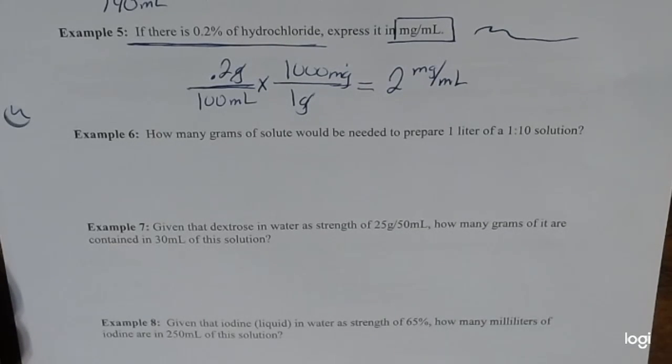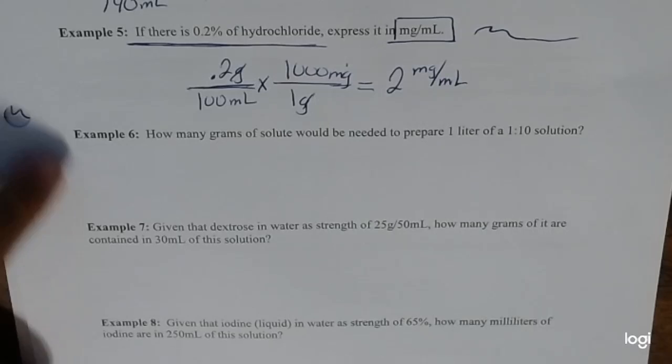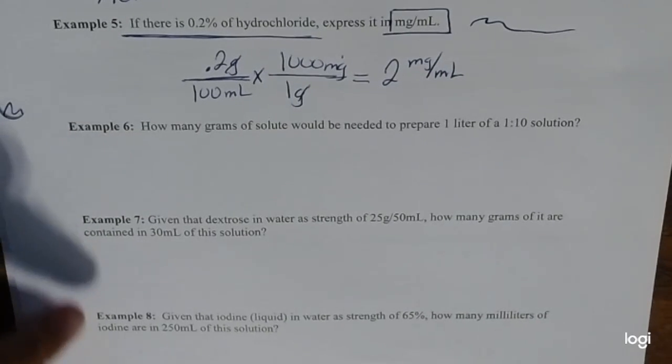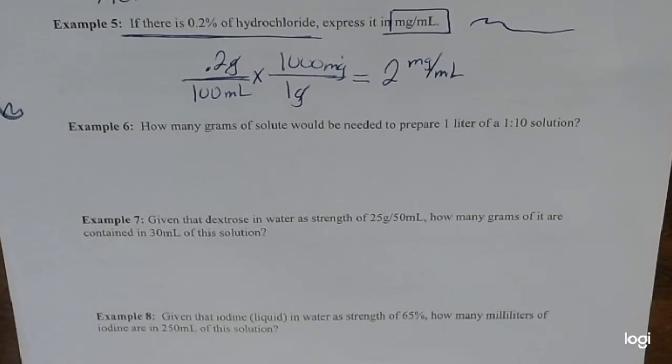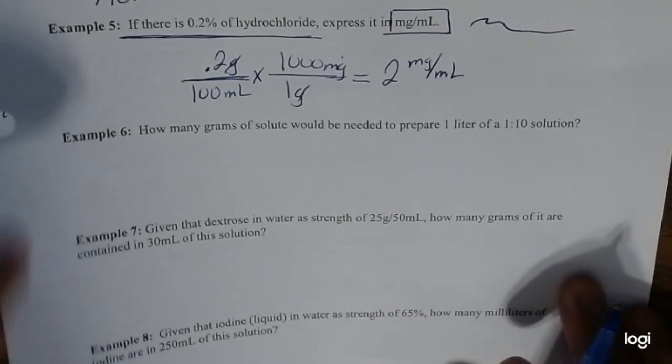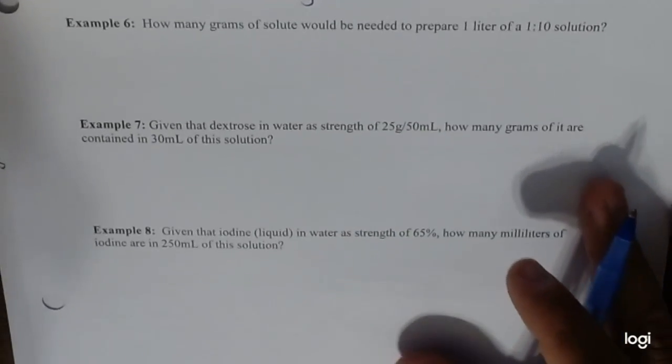So why don't you guys try questions 6, 7, and 8 based off this information. Just try 6, 7, and 8. I'll give you a quick pause, so 3, 2, 1, and try these out. All right, so hopefully you guys tried them out. Now let's do them together.